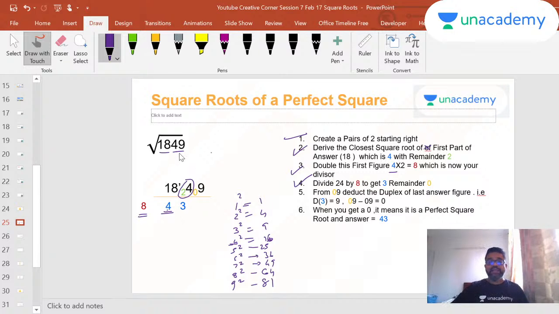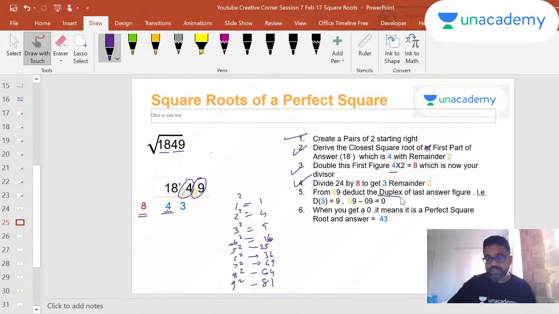One thing that will determine how many numbers there are in the square root is how many pairs of numbers there are. There are 2 pairs, so there's only going to be two numbers here. So now let's see what is the next step. Now you get 9, right? Your next focus is on this 9 here. When you look at 9, your next step would be to detect the duplex of the last answer.